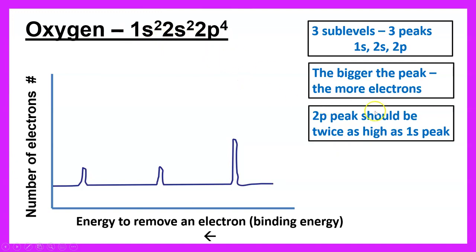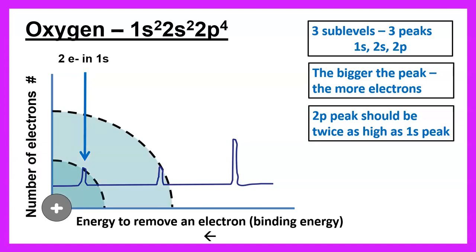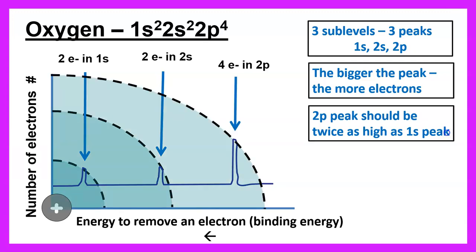Here's my graph. And that looks about like what I would expect. Here's my 1s. Here's my 2s. And this one is twice as tall. My 2p. Each peak corresponds to a piece of my electron configuration, doesn't it?